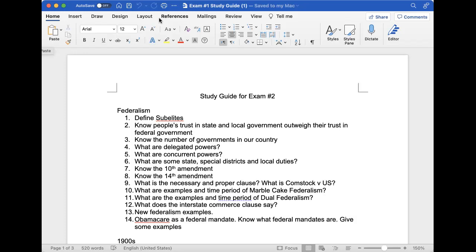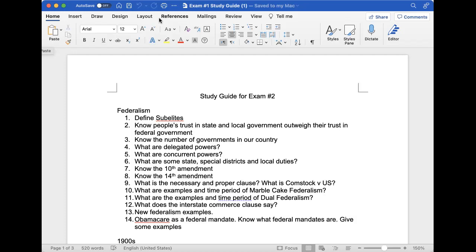Concurrent powers might be something like taxation. Remember, states can also tax. So here in California, we pay a federal tax and we also pay a state income tax. Know some state, special, and local duties, special districts and local duties like school boards. The state government runs things like the DMV and administers social welfare programs with money from the states.